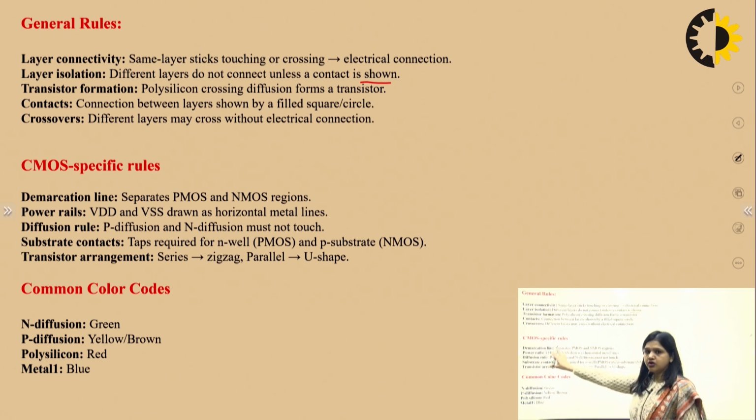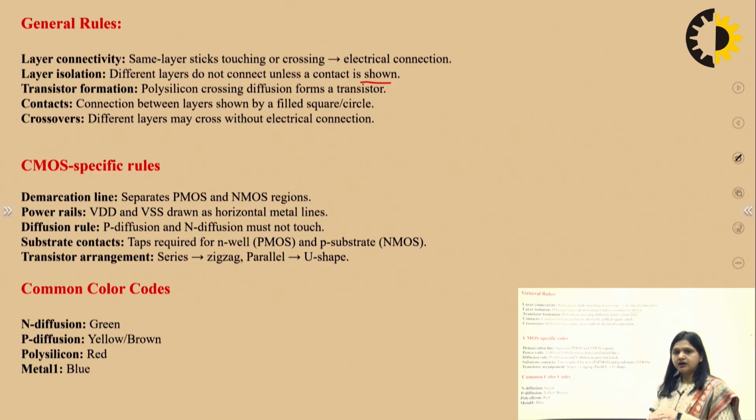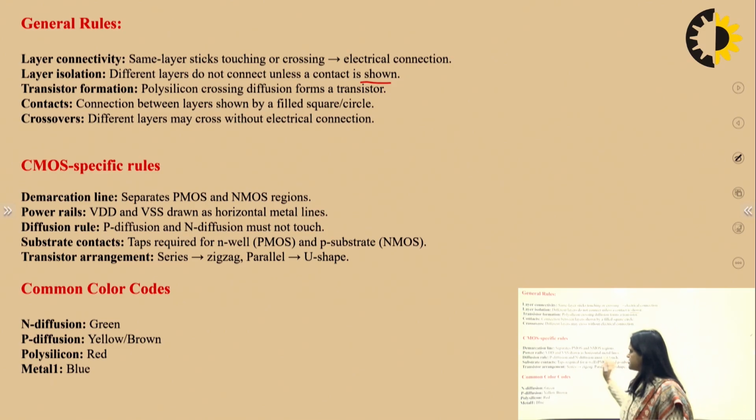Now the specific CMOS rules. To separate NMOS and PMOS, we have to add a demarcation line, a dotted line between NMOS and PMOS, which is known as the demarcation line. To represent VDD and VSS, horizontal metal lines are used for designing any CMOS. For implementing NMOS and PMOS, N diffusion and P diffusion, we have a diffusion rule: P diffusion and N diffusion must not touch each other.